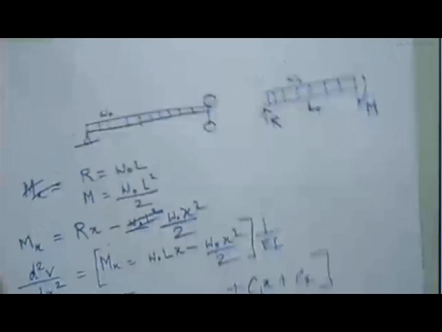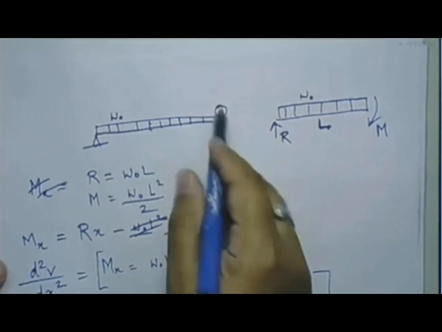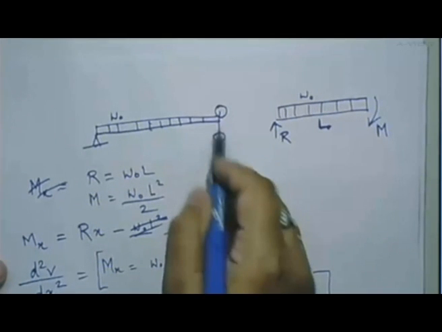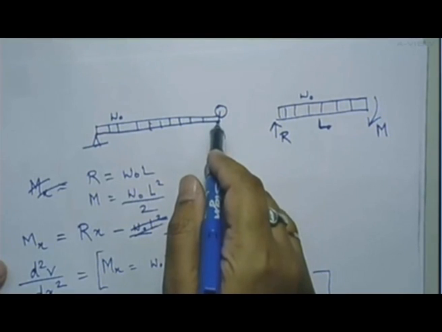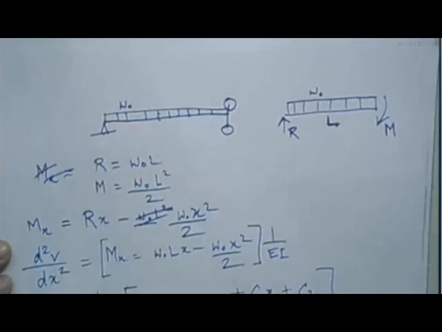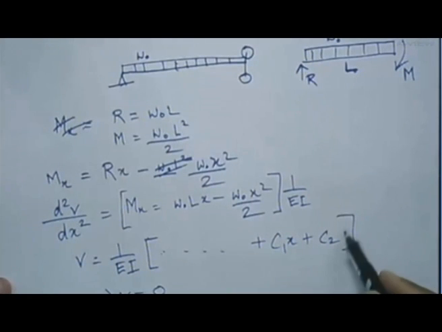If you look at this beam, it can move vertically, but it is fixed into this rod. Because of that, it will not have any rotation at this end, so dv/dx is equal to 0. Once you have these two boundary conditions, you apply them to the equation of the elastic curve, and you will be able to calculate the two constants of integration, and thereby get the equation of the elastic curve.